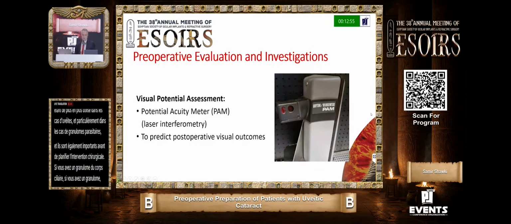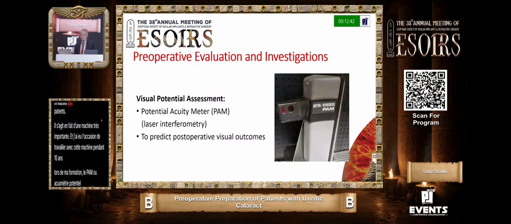This is a very important machine, in fact, and I had the opportunity to work with this machine for 10 years during my training. The PAM, or potential acuity meter, is very important to predict the visual acuity and to have realistic expectations with your patients before doing cataract surgery.